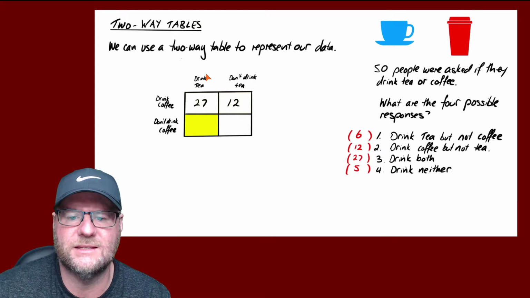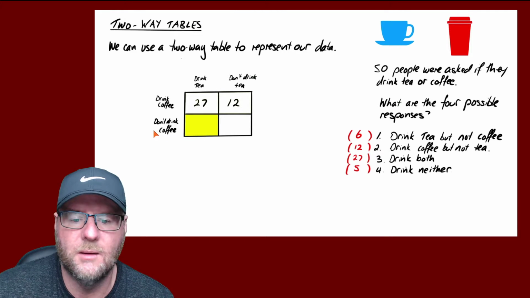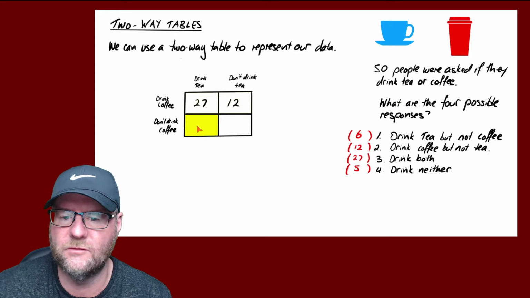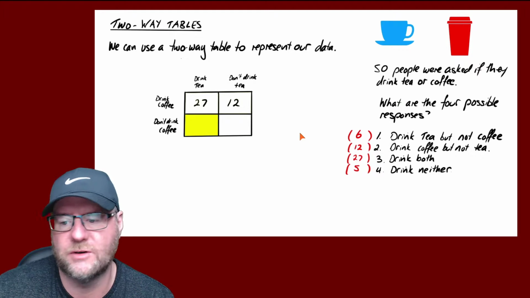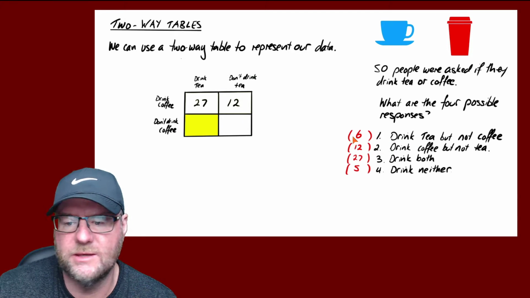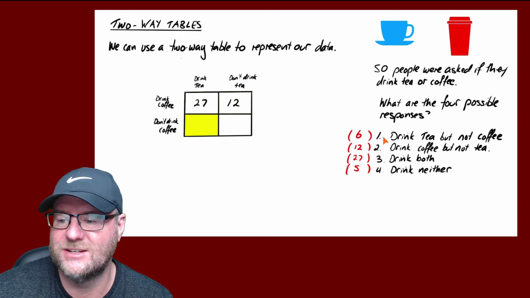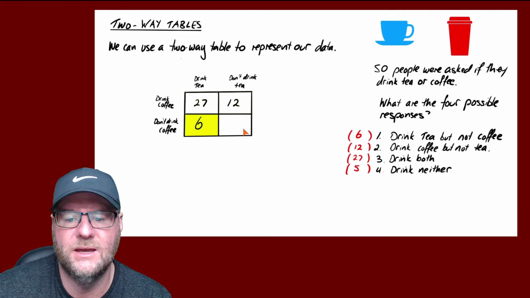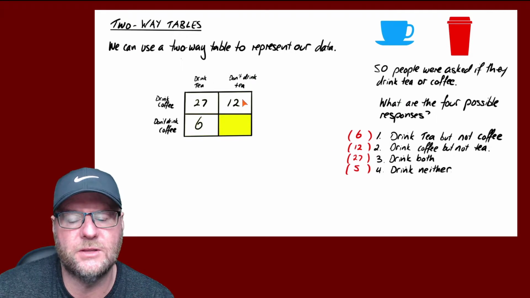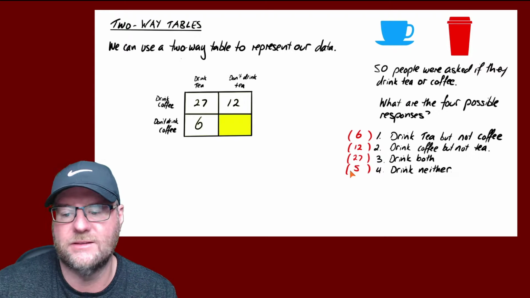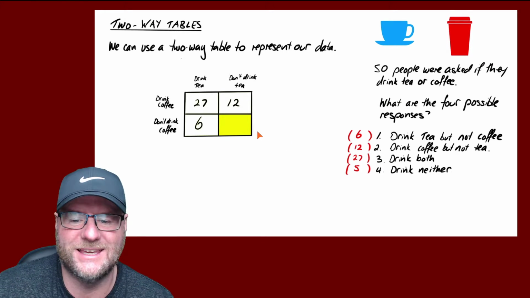This box here, it's in the drink tea column, but in the don't drink coffee row, where those things intersect. So we're looking for people who drink tea but don't drink coffee. That would be these 6 people here in my data. They drink tea but not coffee. There's 6 of them. And finally, the people in the don't drink tea column and the don't drink coffee row. So the people who don't drink either, and that are these 5 people here.